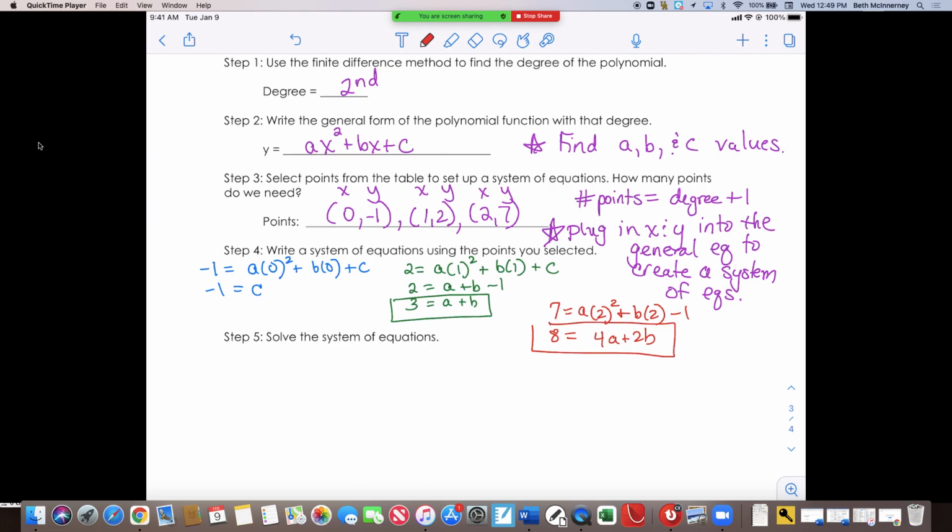Now, sometimes I don't know the c value, and then I'm going to get a 3 by 3 system. Which, remember, I had you do that as a spiral review. So I have 3 equals a plus b. And then do you remember what I told you about common factors? Couldn't I divide that by 2? I'm going to divide by 2 to make my life easier.